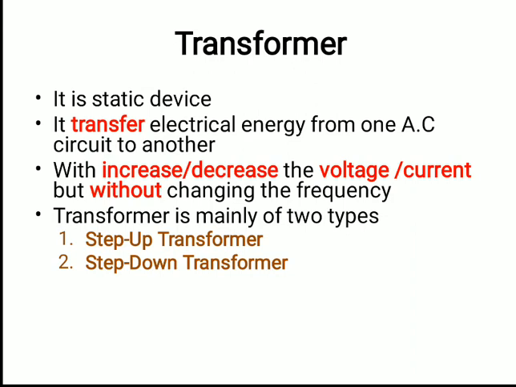So basically, what does it do? It transfers electrical energy from one circuit to another, but when it is transferring, it either increases or decreases the voltage or current, but without changing the frequency. Now, depending on increasing or decreasing, it is divided into 2 types. The first one is the step up transformer and the second one is the step down transformer.